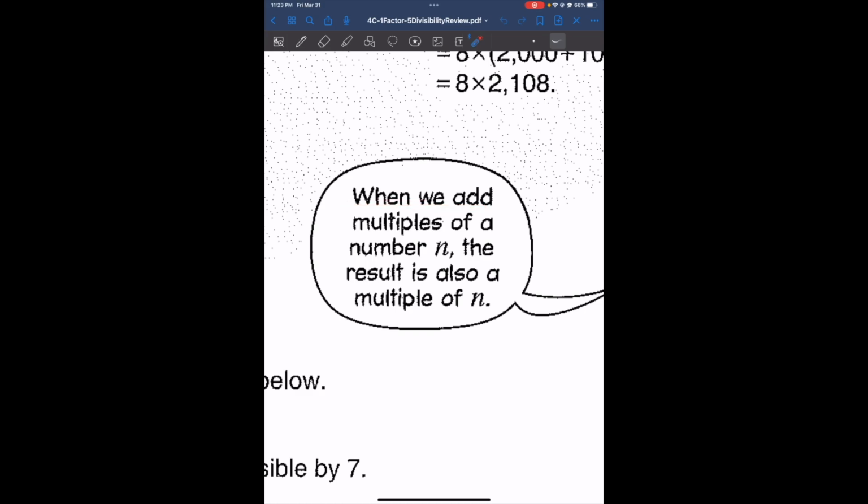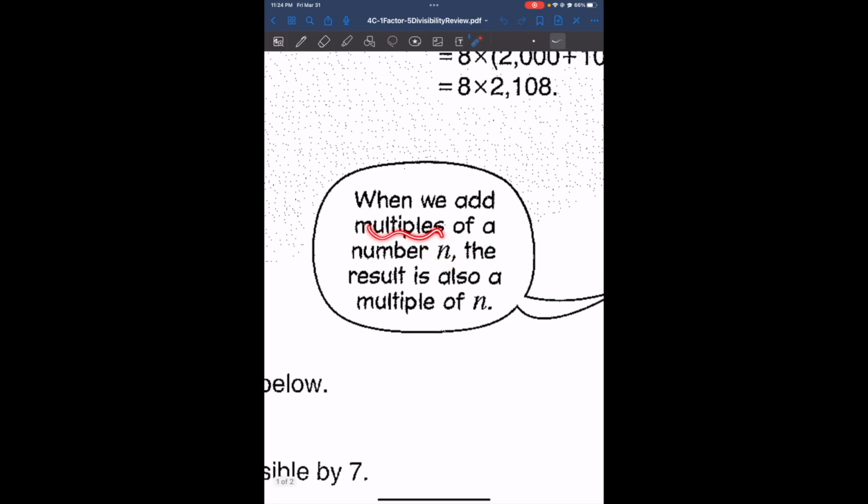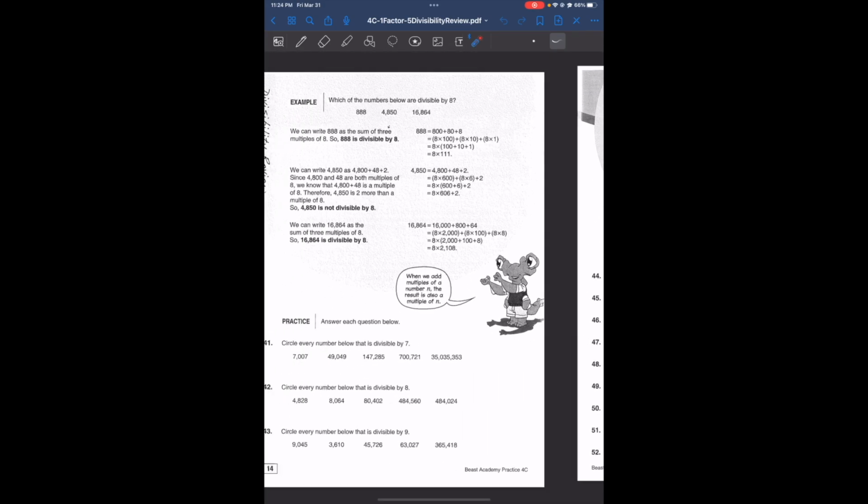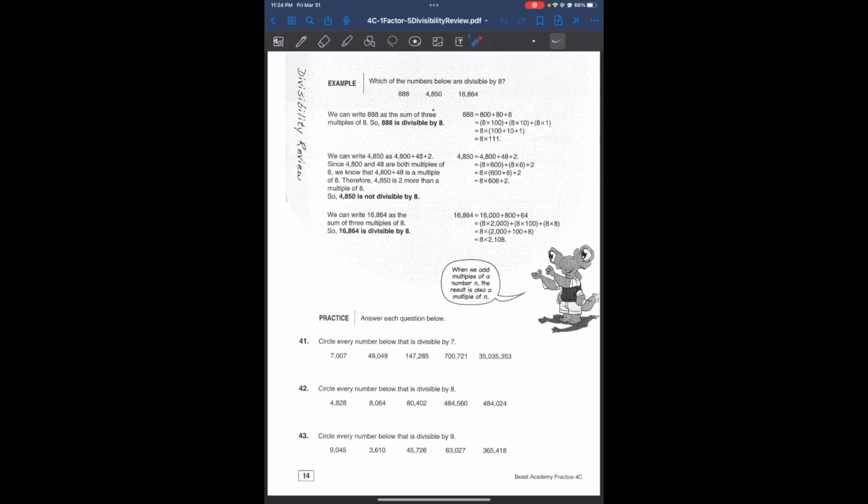It says, when we add multiples of a number n, the result is also a multiple of n. Right? So when we add multiples of a number n, since they're both multiples of n, the result is also going to be a multiple of n. This might sound a little tricky and hard to understand at first, but you guys are going to see what that means as we solve some more practice problems.